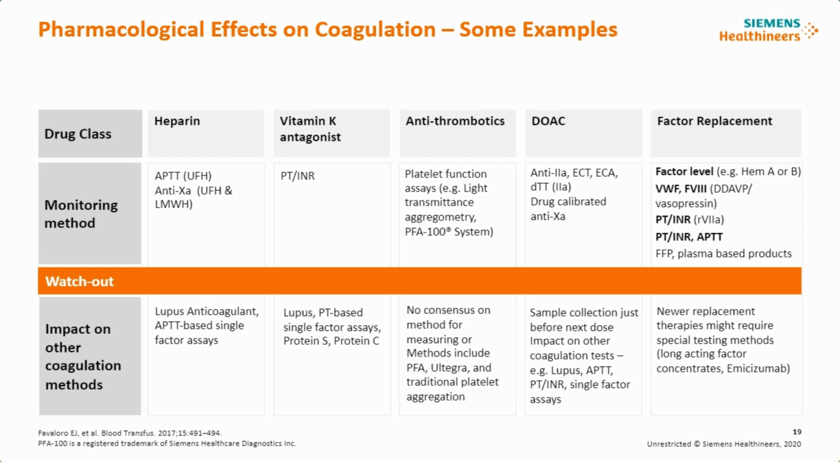It can affect your lupus anticoagulant testing. So diagnosing or trying to diagnose the presence of a lupus inhibitor while a patient is on heparin or anticoagulant medication may be challenging and may result in falsely abnormal results, as well as your PTT-based single-factor assays may be influenced. If your patient's on a vitamin K antagonist, like warfarin, you typically monitor those patients using a PT-INR. But you can also have an understanding that those assays or that anticoagulant may affect your lupus testing, your PT-based single-factor assays, or your vitamin K-dependent factors for that matter, including protein S and protein C.